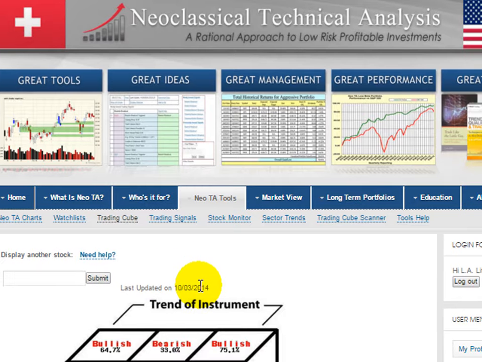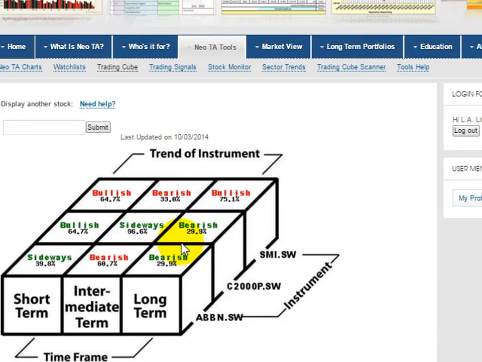So if we put a symbol in, we pop up the cube, what we can see is that for each of the 3 time frames, for the stock, the sector it's in, and the general market, we can see the qualified trend of that, in this case stock. In this case it's confirmed bullish, which is the green, suspect bearish, which is the red, and confirmed bearish, which is also green. So green is confirmed, red is suspect.